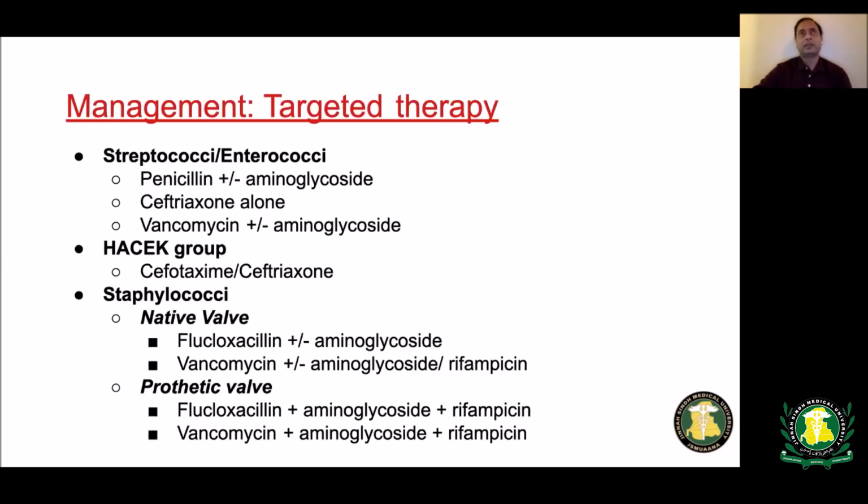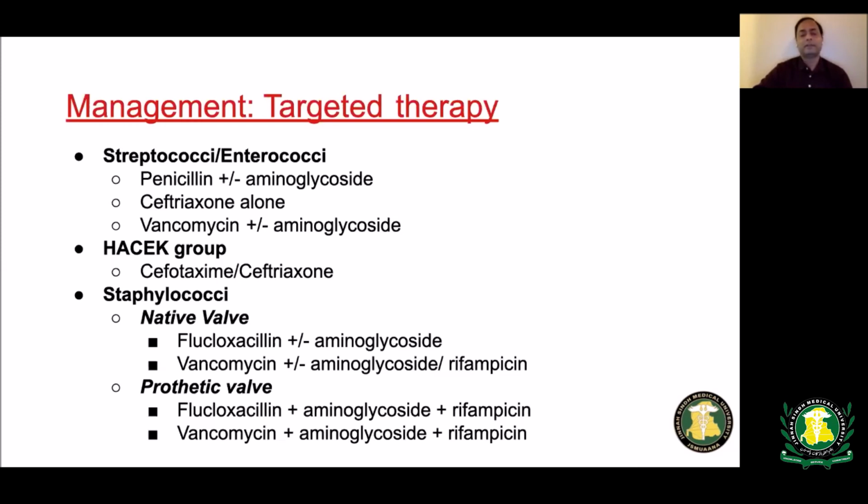We also start giving them linezolid if they're not able to tolerate vancomycin, or if they develop C. difficile with vancomycin. But it is reserved only if patients cannot tolerate vancomycin. It's called linezolid, a new antibiotic.